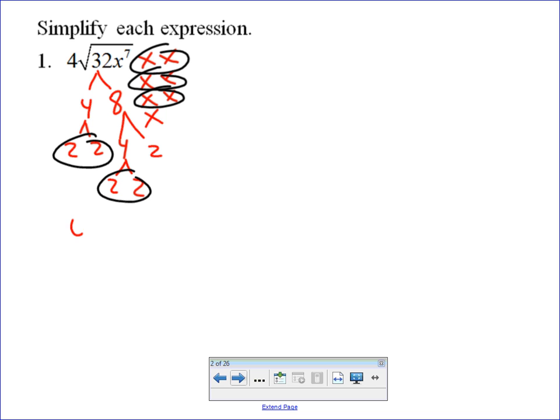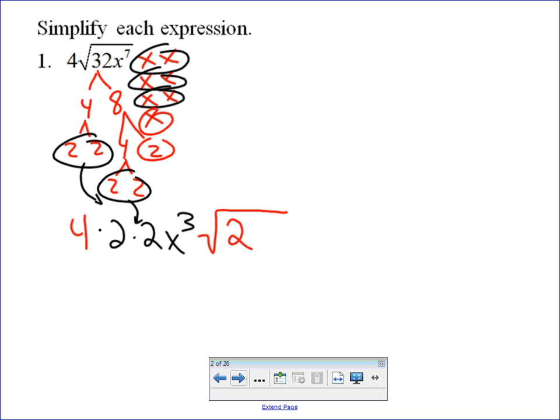So originally we had a 4 out front. And we get 2 pair of 2's that come out. We get 3 x's that come out. And 2 and x didn't find a partner. And so we should wind up with 16x cubed times the square root of 2x.